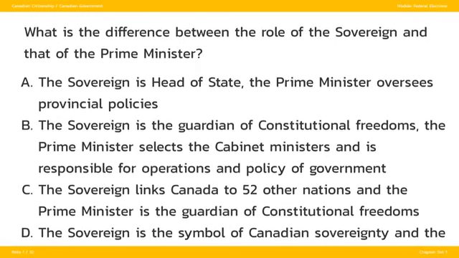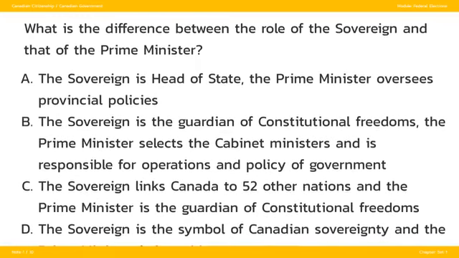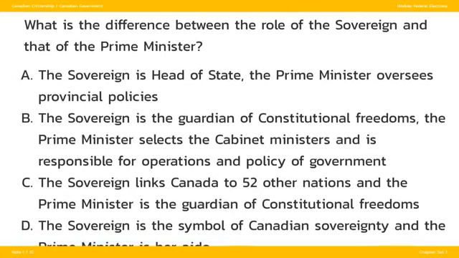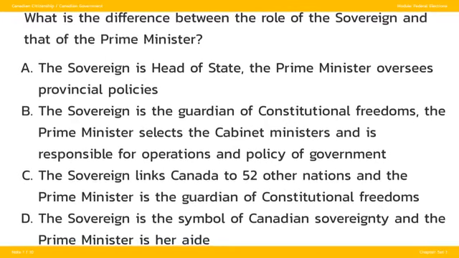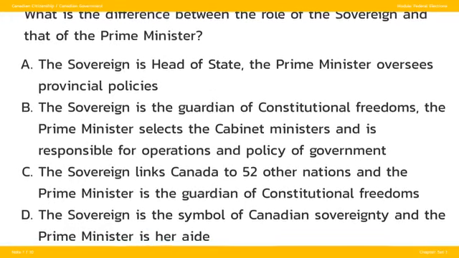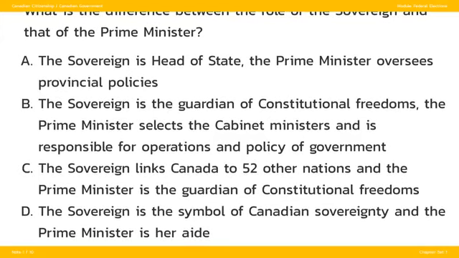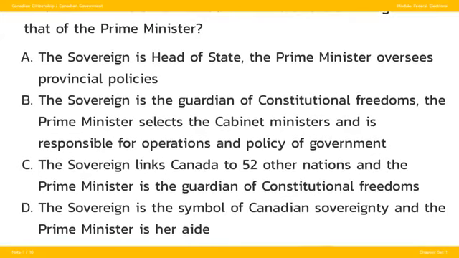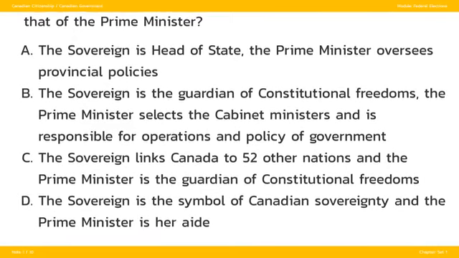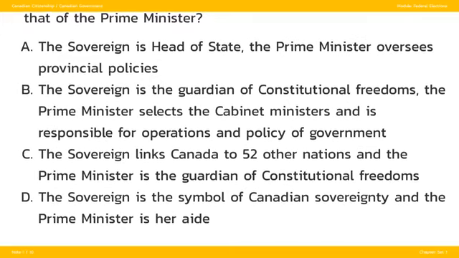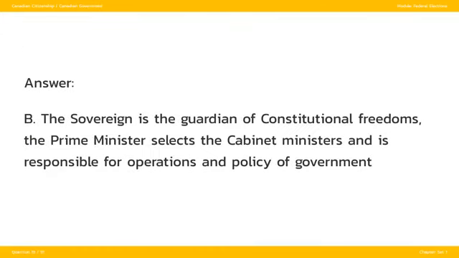What is the difference between the role of the sovereign and that of the Prime Minister? A. The sovereign is head of state, the Prime Minister oversees provincial policies. B. The sovereign is the guardian of constitutional freedoms, the Prime Minister selects the cabinet ministers and is responsible for operations and policy of government. C. The sovereign links Canada to 52 other nations and the Prime Minister is the guardian of constitutional freedoms. D. The sovereign is the symbol of Canadian sovereignty and the Prime Minister is her aide. The answer is B. The sovereign is the guardian of constitutional freedoms, the Prime Minister selects the cabinet ministers and is responsible for operations and policy of government.